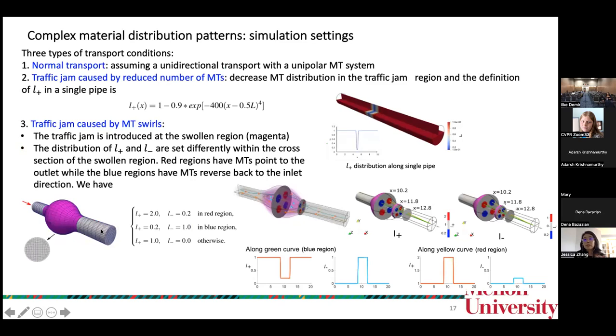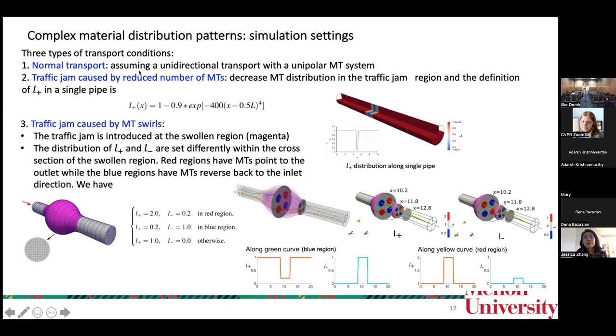And for those transport, we have three conditions. One is a normal transport, one is a traffic jam caused by reduced number of microtubules, all the material trap. The third one is the traffic jam caused by the microtubule swirls.